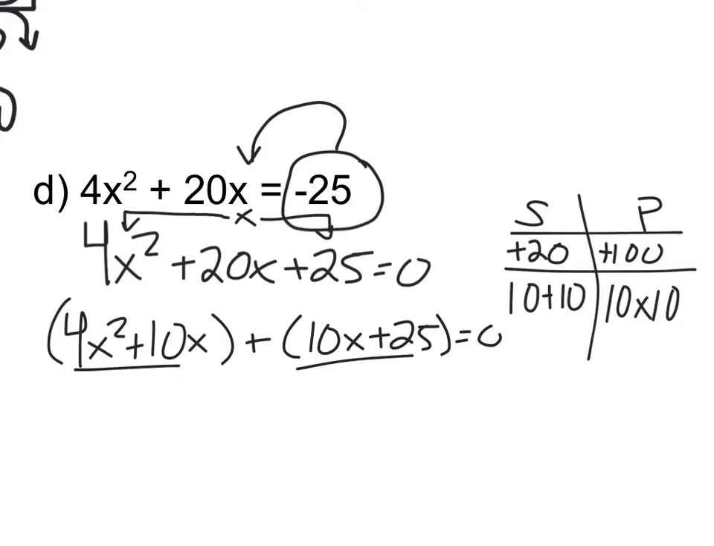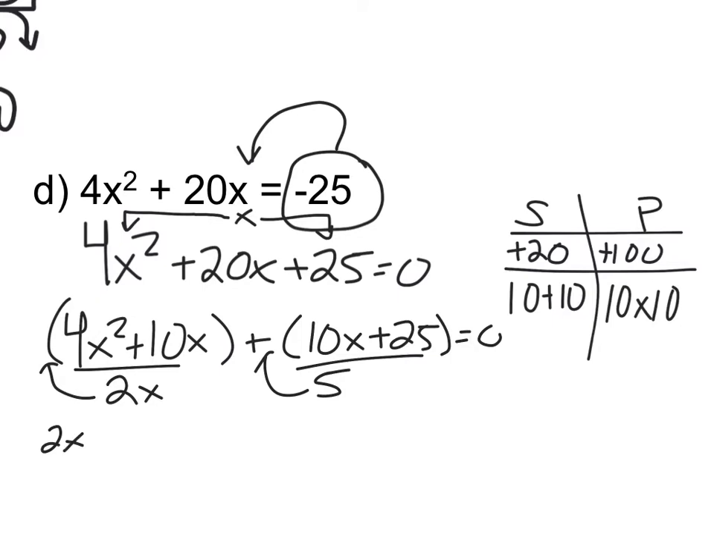Now after we've grouped, we'll use greatest common factor. So 4x squared plus 10x. I'll try to take out a 4, it doesn't work. So then I'm left with a 2 that I can take out. I've got 2 x's and 1 x, so I can take out 1 x. Then from my next one here, 10 and 25, I'll try to take out a 10. That doesn't work. So I can take out a 5. I can't take out any x's. Those greatest common factors move to the front.